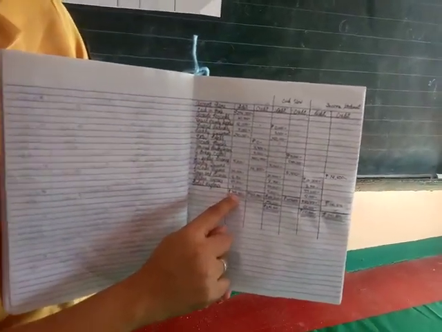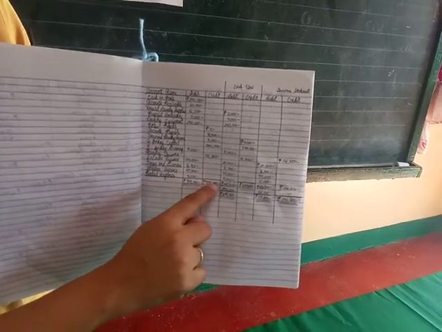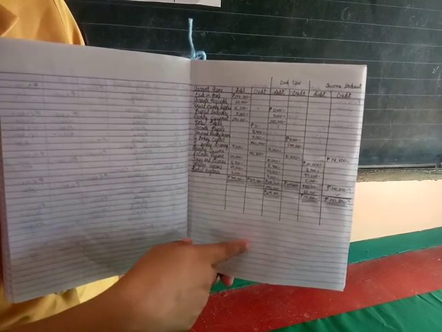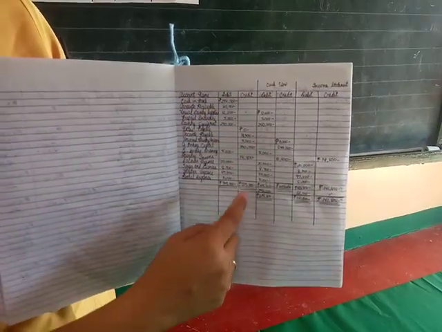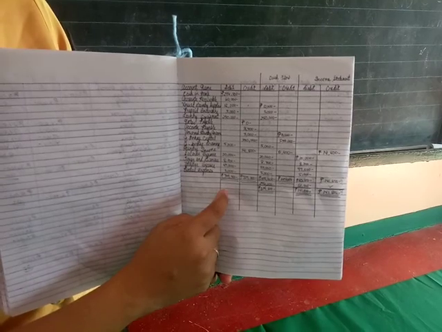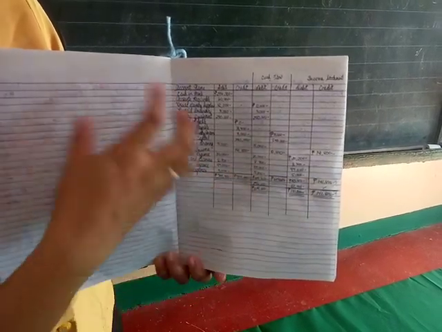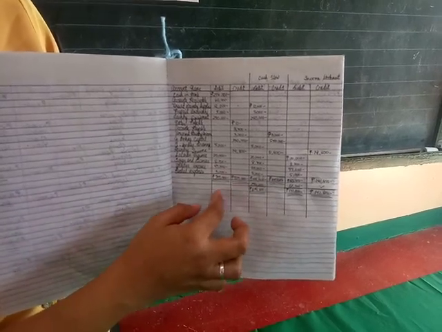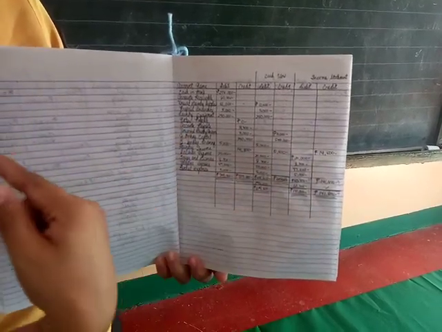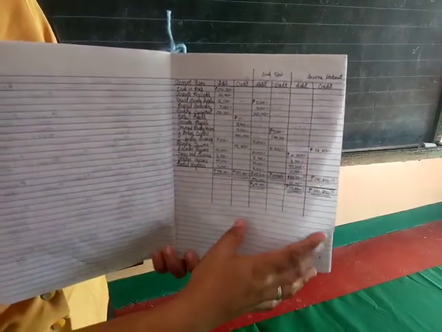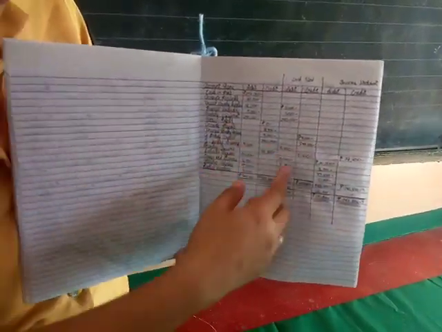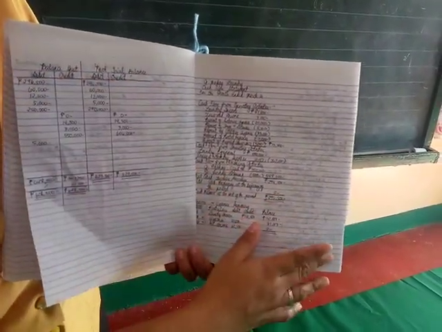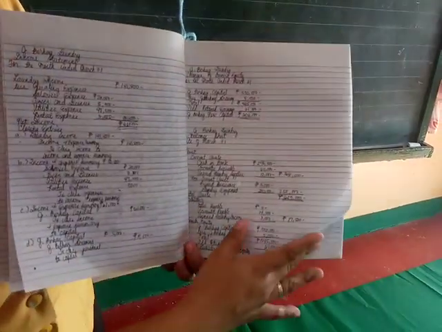So 709,300, 709,300 pesos. So it should be equal. But not all equal are correct. So remember, debit and credit should be equal. Just refer to your journalizing entry. If it's not balanced, it means you have mistakes in your journal entry. Then here, cash flow, income statement. Here, balance sheet, post-closing trial balance, cash flow statement.